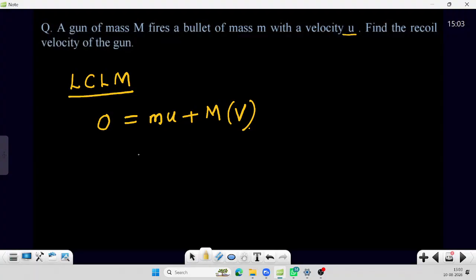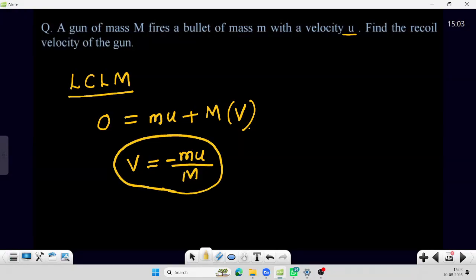So then that should be equal to what? Tell me simply, finally V is equal to what? V equals minus mu by capital M. This minus sign indicates that the velocity of the gun is backward. This is the recoil velocity.